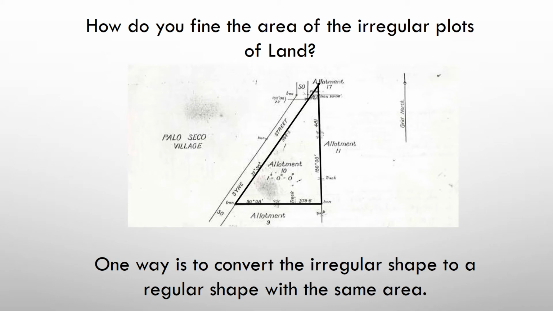How do you find the area of the irregular plot of land as shown in the question there? Well, one way is to convert the irregular shape to a regular shape with the same area.